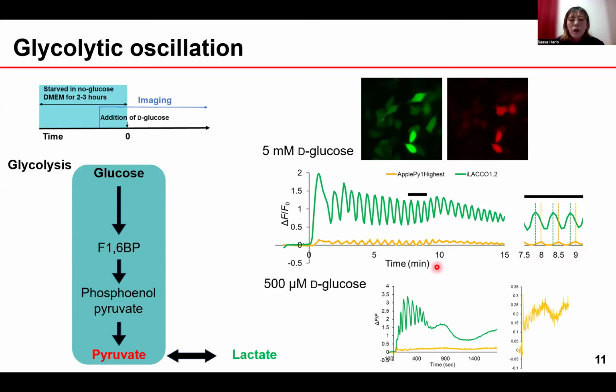In addition, when a lower concentration of D-glucose, 500 micromolar, was added, in addition to the oscillation with the high frequencies that we previously observed, a slow frequency oscillation was also observed. By applying multiple metabolite biosensors, we will be able to further investigate the mechanism of glycolytic oscillations based on the experimental data.